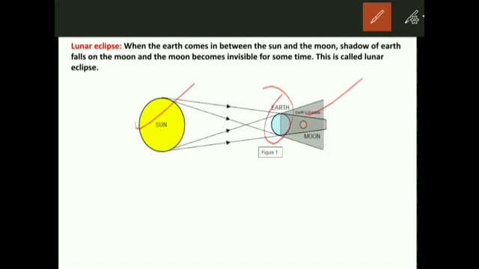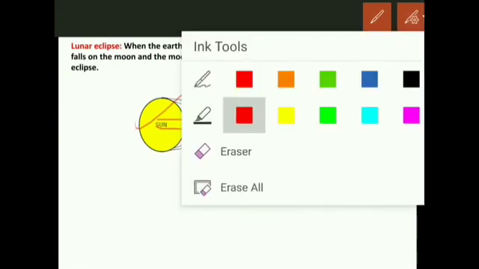Now what is happening? The light coming from the sun is blocked by the earth, so the shadow of the earth falls on the moon. So the moon becomes invisible, isn't it? The moon becomes invisible because the shadow of the earth falls on the moon. We cannot see the moon at that time. This is called a lunar eclipse.